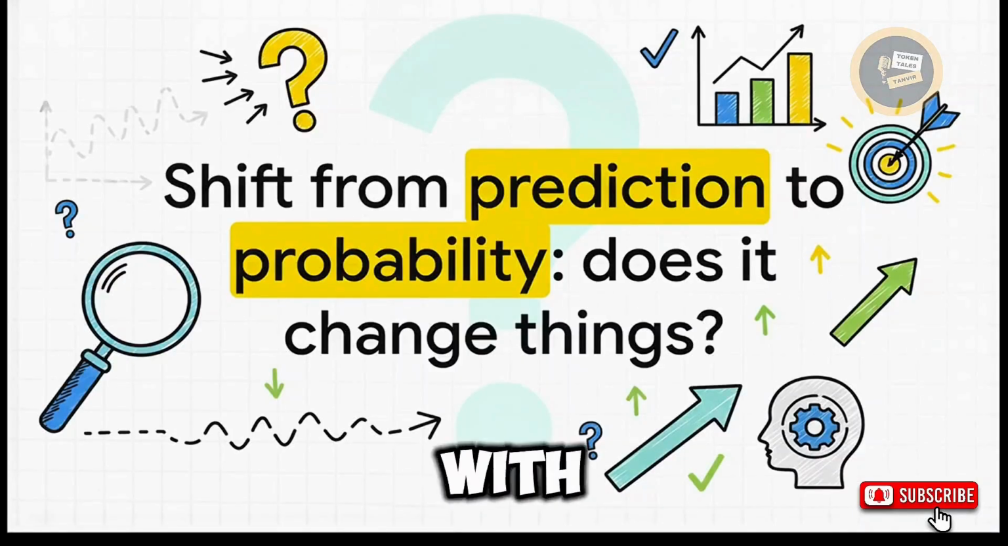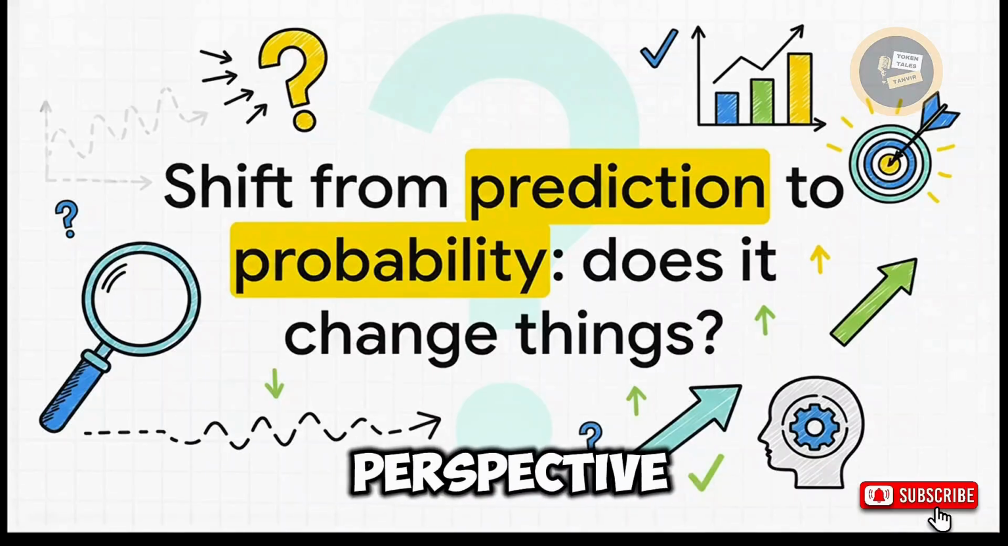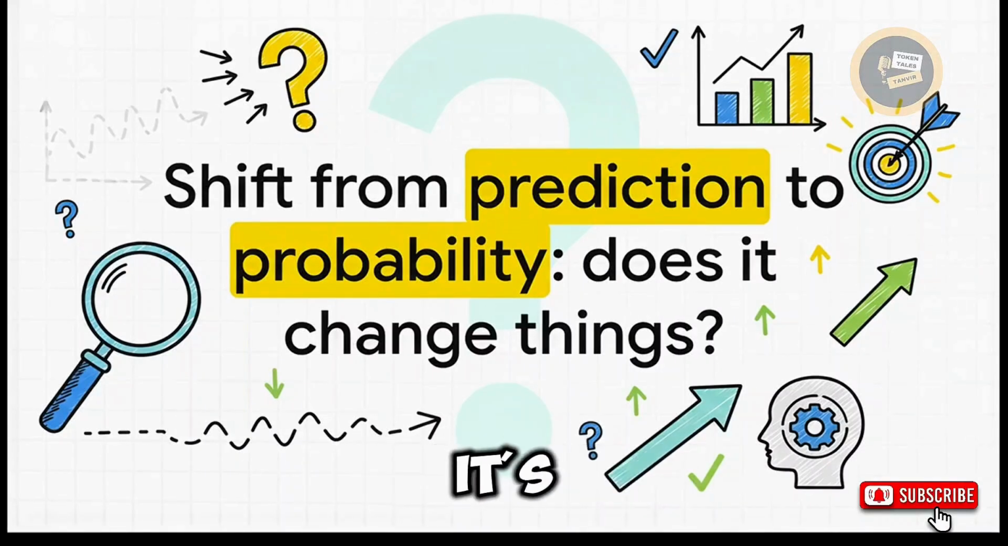And that leaves us with one final thought. When you reframe the entire goal from trying to predict what's going to happen next to simply identifying moments of high probability, does that change how you look at any trading signal or system? It's a huge shift in perspective, and maybe, just maybe, it's the real secret behind any strategy that actually works.